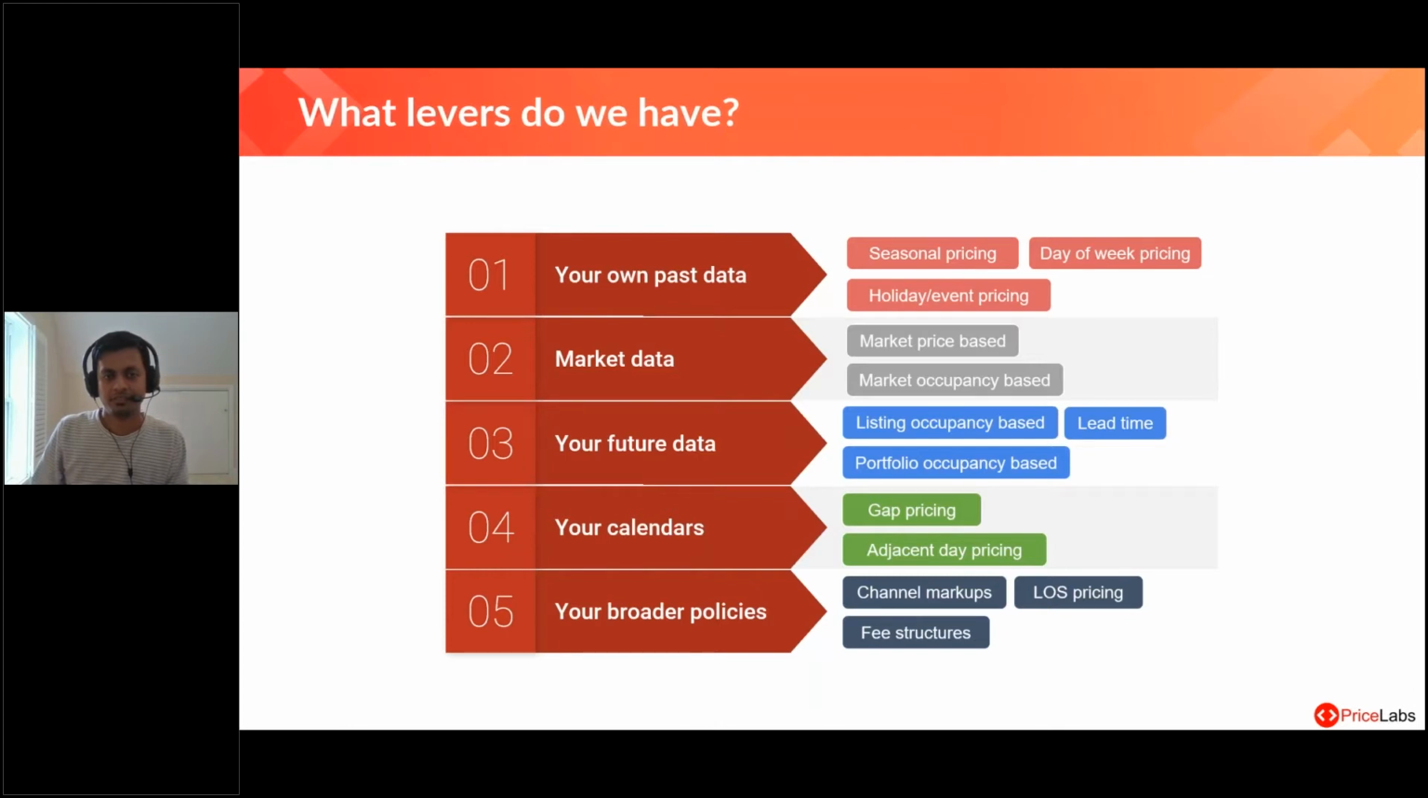Now, the next segment is market data. In the last few years, the levers around market data have gotten a lot more sophisticated because a lot more data is available, for the same reason I mentioned that there are no published rate cards anywhere. A lot of distribution is online, and what that allows various services to do is look at that data and provide concise information about how different markets are doing in terms of occupancy, in terms of prices.